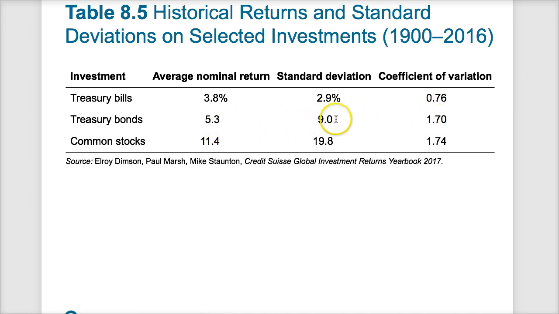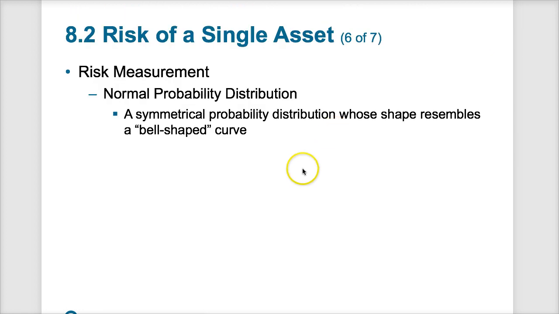So even though they have a lower standard deviation, the way we find this number is we take the standard deviation and we divide by the average nominal return. And this gives us a coefficient of variation. So these are what is comparable, not standard deviation, because these three asset classes have different average returns. So we can see that, yes, stocks are more risky, but not as much riskier than bonds if you look at the coefficient of variation in relationship to the standard deviation.